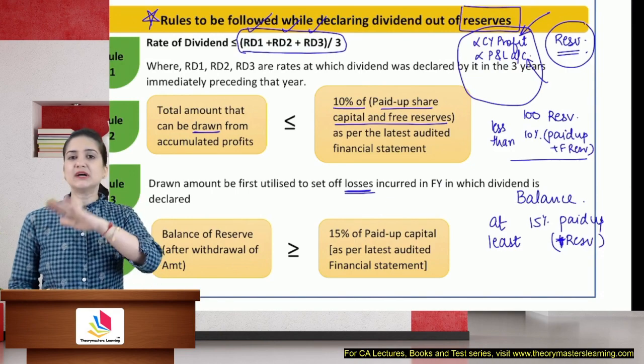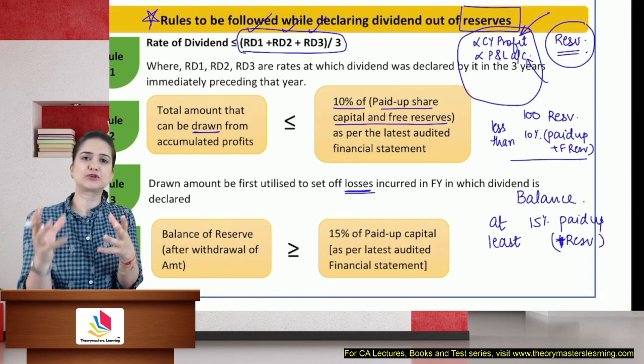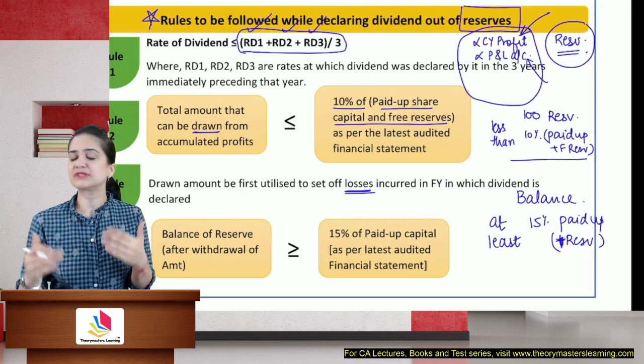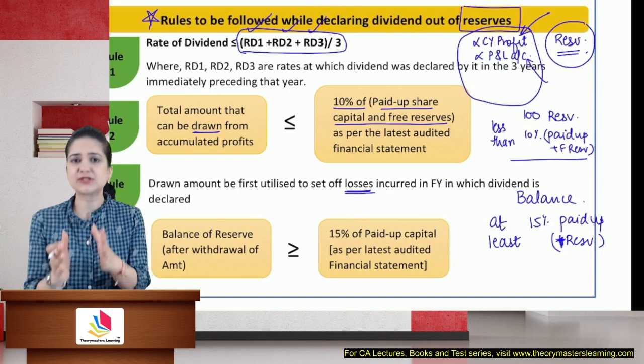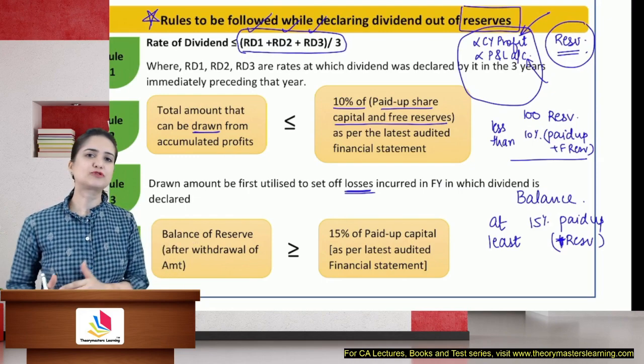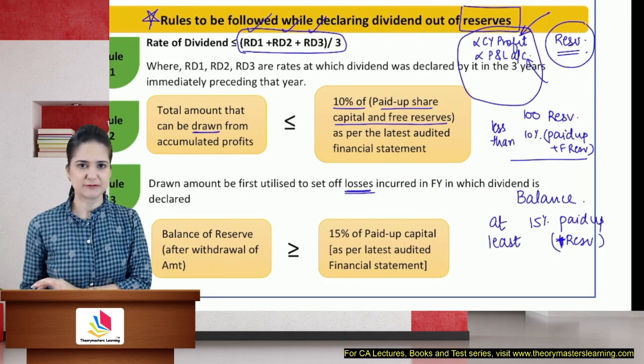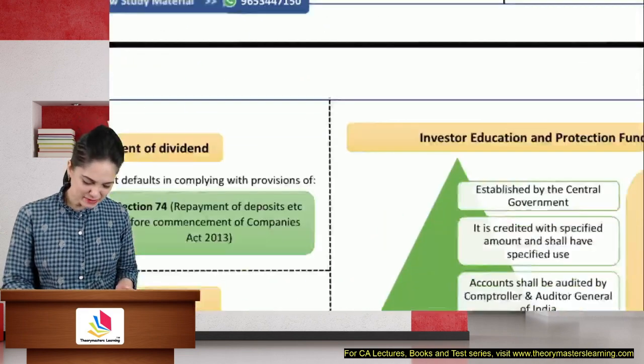The first rule is that the rate of dividend should be less than the average of the last 3 years. The second rule says that whatever you withdraw should be less than 10%. The third rule says that whatever is withdrawn should first be used to set off your losses of the previous year. And the fourth rule says that whatever balance is remaining should be at least 15% of the paid up capital and reserves. Can be asked as a case-based question.